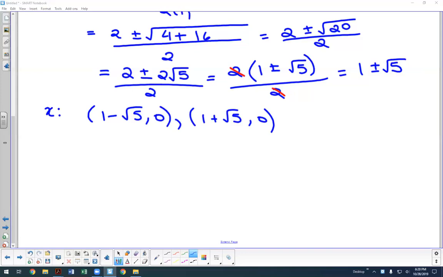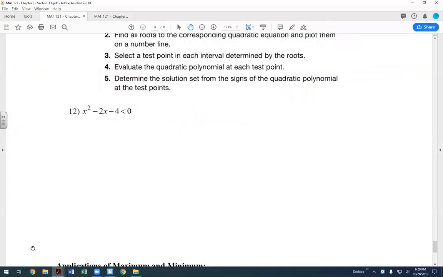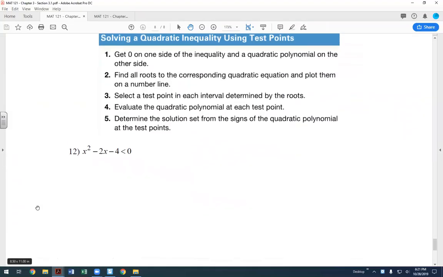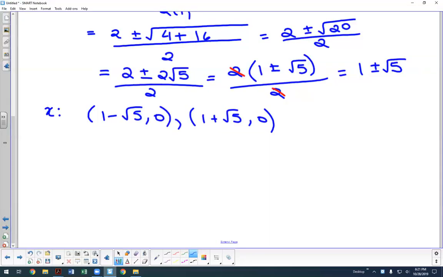Okay, just to go back to our steps here for a minute. When we are using the test point method, after you find the roots, you're supposed to plot them on the number line, and then from each interval, select a test point. Since our numbers are not quite evident what the value of those is, we're actually going to need to find their decimal approximations, so that we can put them on the number line and figure out what our test points are going to be.